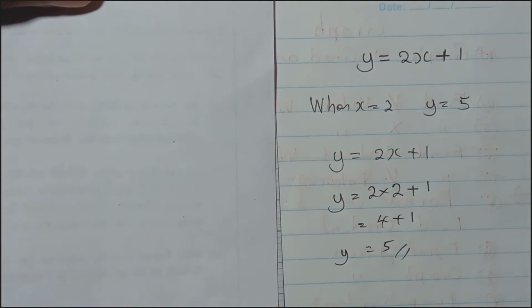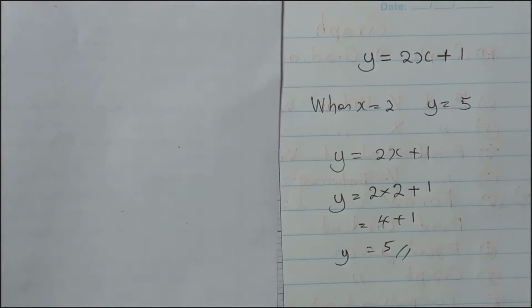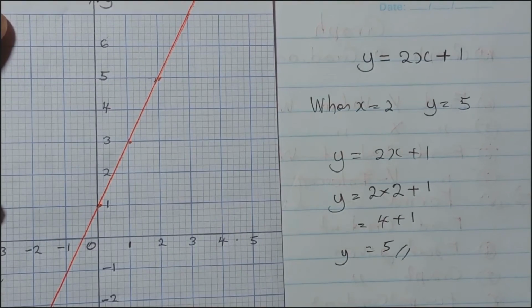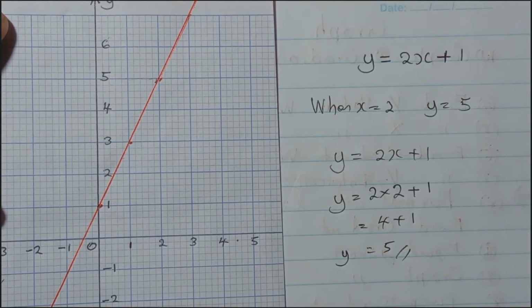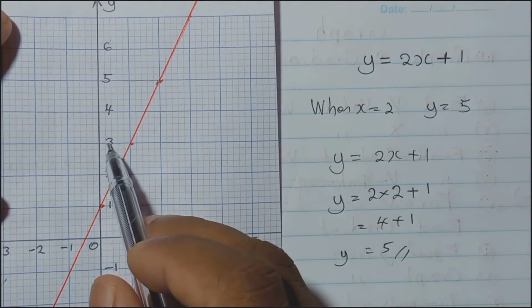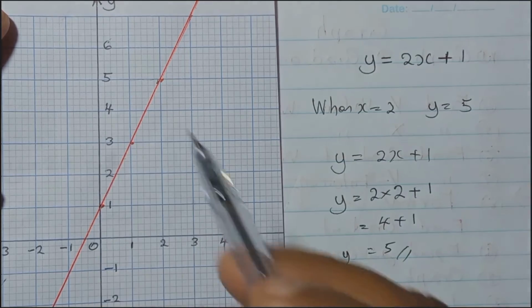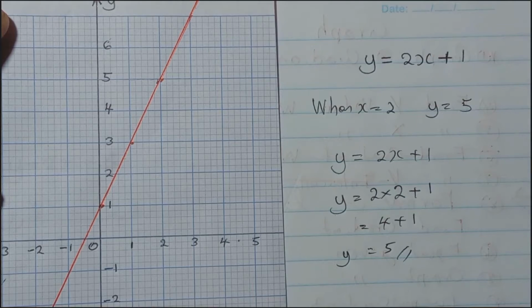They give x, then they ask y, or sometimes they give the y value, then they ask for the x value. Okay, let's do another one. Now think about this question: they give you, when y equals 3, find the x value. When y equals 3, find the x value. If you have a graph, it's very simple.